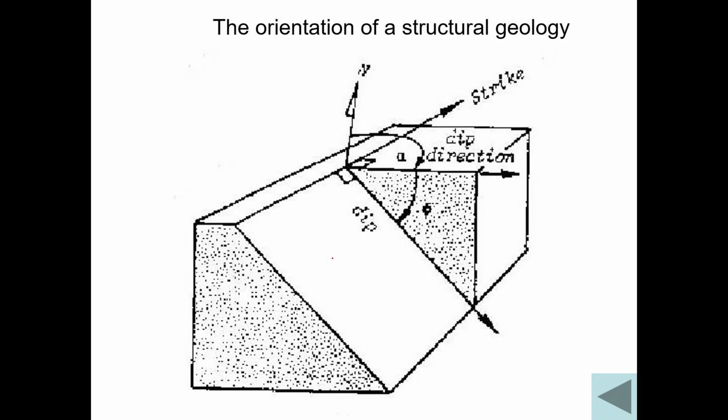And for example, this is the strike. Say this is a rock exposure. This is the bedding plane. So you can see this is the dip direction. We put our compass here. This is the dip angle of this plane, and then we have the strike.